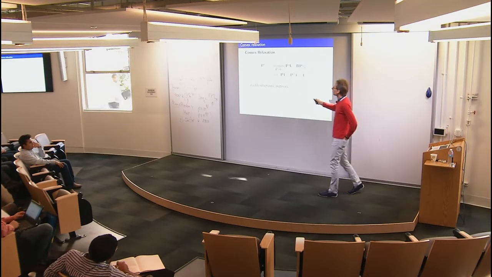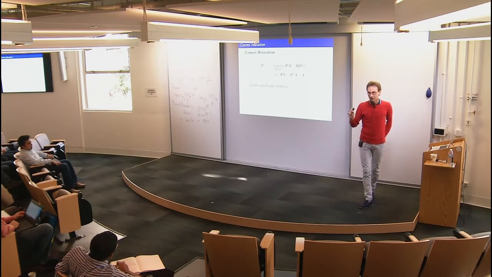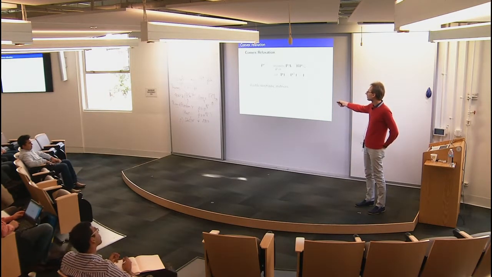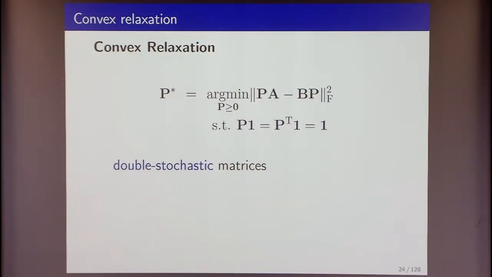Okay. So first of all, the relaxation space itself. The relaxation space that people are using is the convex hull of permutation matrices. This is the tightest convex relaxation that you can think about. But I will be using a different relaxation.